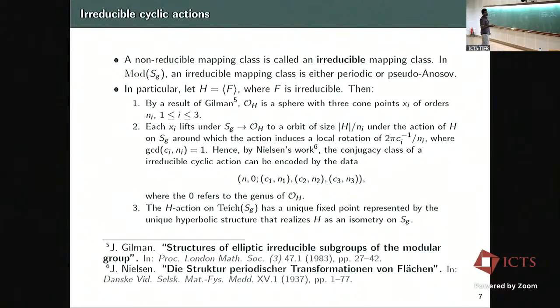Okay? So the important thing to note, since it's an irreducible action, is that the action of such a group on Teichmüller space has a unique fixed point. As you can see, if the quotient is going to be something like this, there's only one structure you can put on this to lift up. So that's a unique structure that will realize these actions as isometries. That fixed point is represented by a hyperbolic structure, and that is the unique structure that's going to realize such actions as isometries. Any questions?